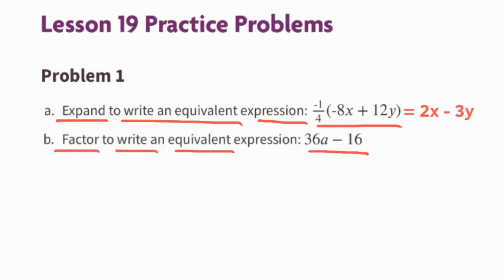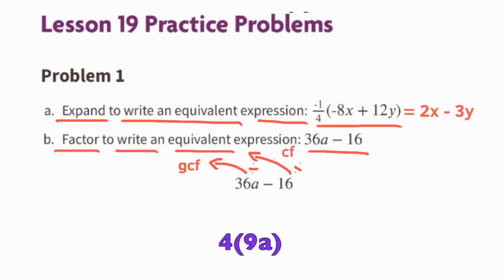B. Factor to write an equivalent expression. We're going to look for a common factor that we can write outside a set of parentheses. So let's look at these two terms, 36a minus 16. I think 4 is the greatest common factor, so I can put a 4 on the outside of the parentheses.